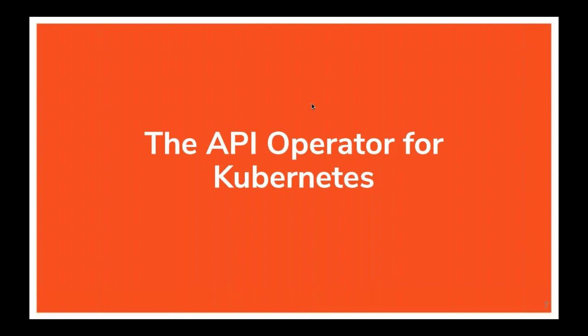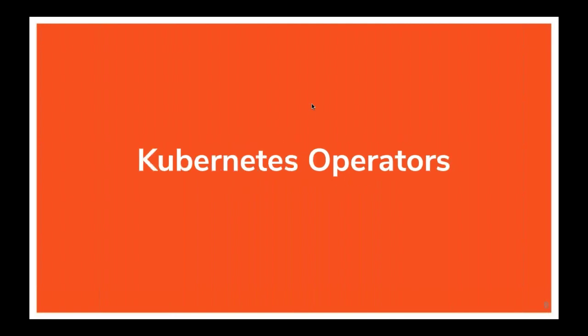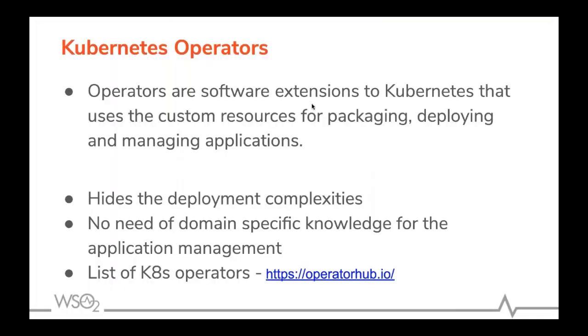Before we go to the API operator, we'll discuss Kubernetes operators. Operators are software extensions to Kubernetes that use custom resources for packaging, deploying, and managing applications. Kubernetes has introduced extension points in its platform where you can come up with your own custom resources and custom controllers. If you are familiar with Kubernetes, you know the deployment YAML or the service YAML. Likewise, you can come up with your own custom resource definition for a particular application. This hides the deployment complexity.